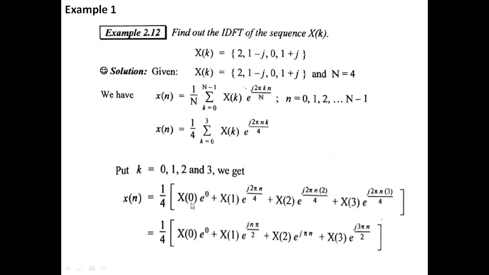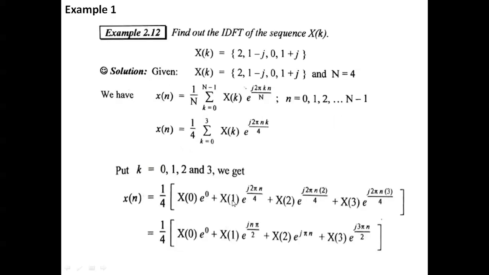Okay, so see that X of 0 is 2. So this is 2. Then X of 1 is 1 minus j. So 1 minus j. So you have to flow like that. Wherever the 0 is there, you just ignore it, cancel it. E power 0 means it is 1, so that is 2. Then put n value 0, 1, 2, 3. Then n is equal to 0. Then finally you will get 1.